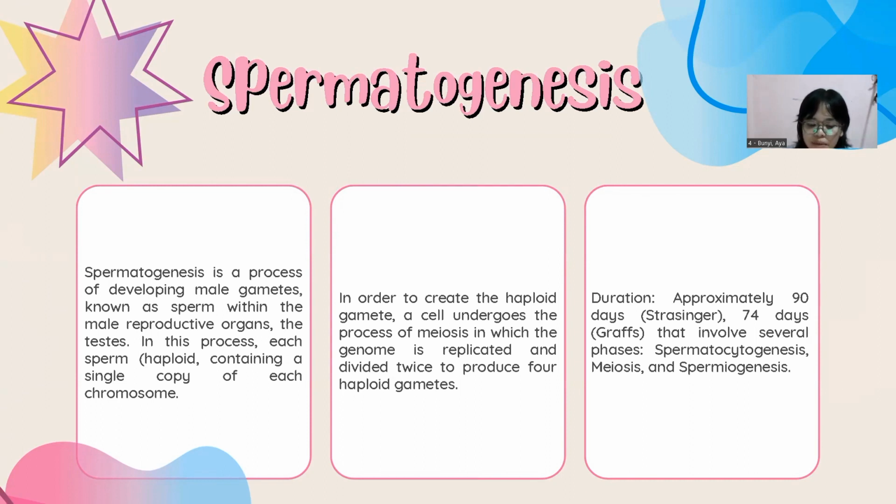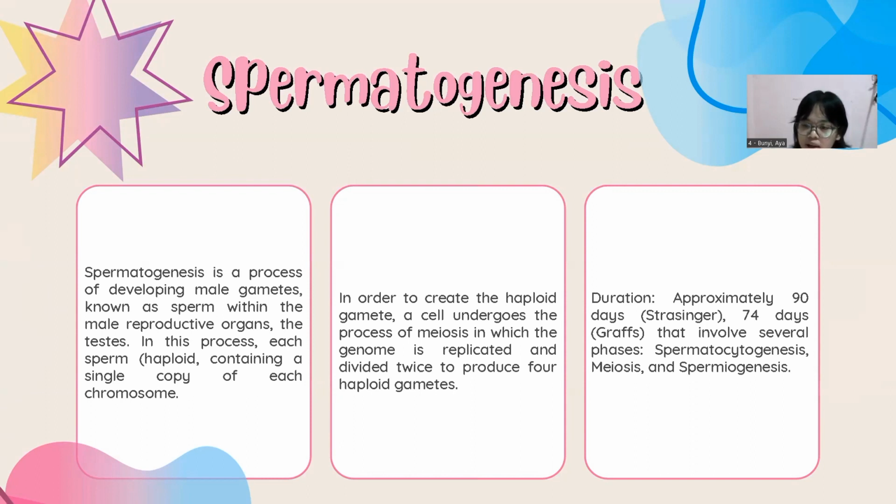The process of spermatogenesis occurs to create mature male gametes, which then fertilize female gametes to create a zygote, a single-celled organism. This results in cell division and multiplication to create a fetus. For a healthy offspring, the number of chromosomes must be maintained properly across the body, as failure can lead to some abnormalities. So approximately 90 days is the duration of sperm development, according to Strassinger.